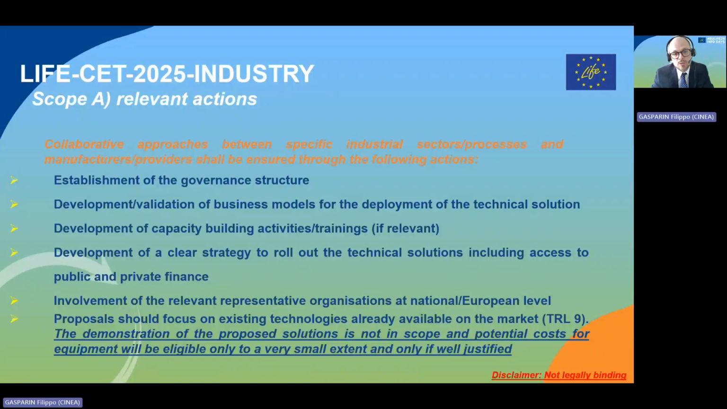Proposals should focus on existing technologies already available on the market, which means TRL 9, technology readiness level 9. Very much linked to this point, the demonstration of the proposed solution is not in scope, and therefore equipment costs are eligible, but only to a very small extent, and of course, if well justified. And surely with this topic, we are not going to support and finance research and innovation activities.